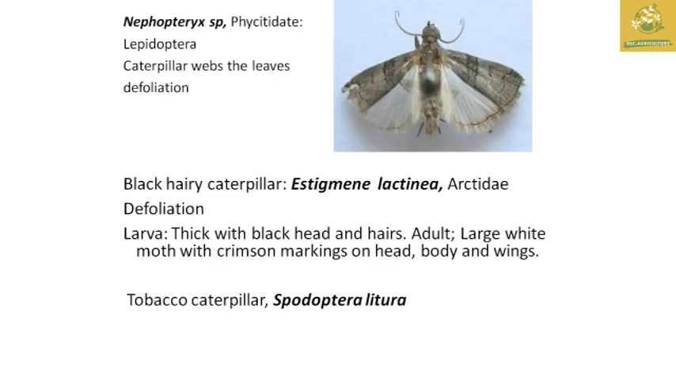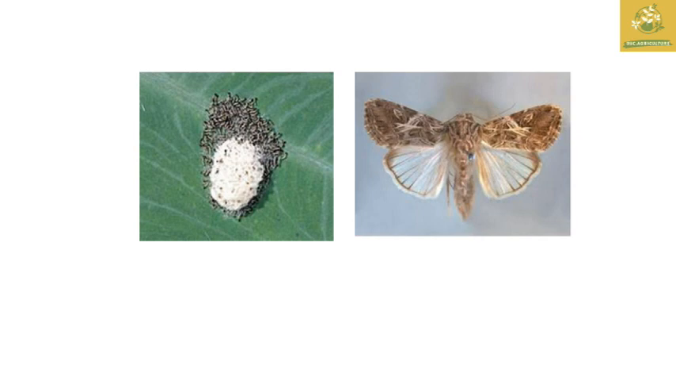And there is another important insect, Nephoteric species, where the family is Pyralidae and the order is Lepidoptera. So the caterpillar used to web the leaves for defoliation, and the black hairy caterpillar, where the scientific name is Estigmene lactinea. So the family is Arctiidae and the major symptom is defoliation. So they used to have a black head and hairs, and the adult is a large white moth with stripes and markings on head, body and wings. So these are the pictures of them.